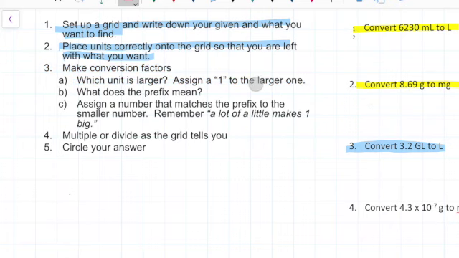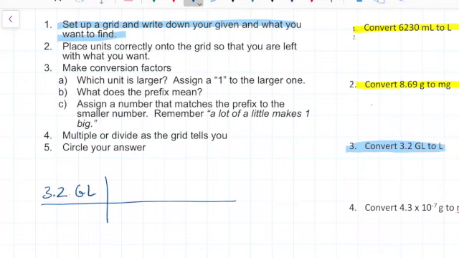3.2 gigaliters to liters. Okay, so step 1 of my grid says set up a grid and write down your given and what you want to find. Convert 3.2 gigaliters to liters. So I'm going to put down my given, put down where I'm going, and step 1 is done.